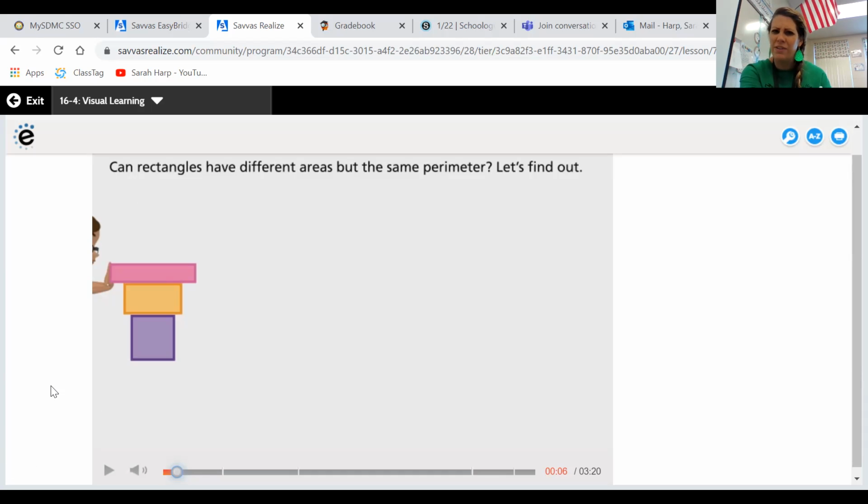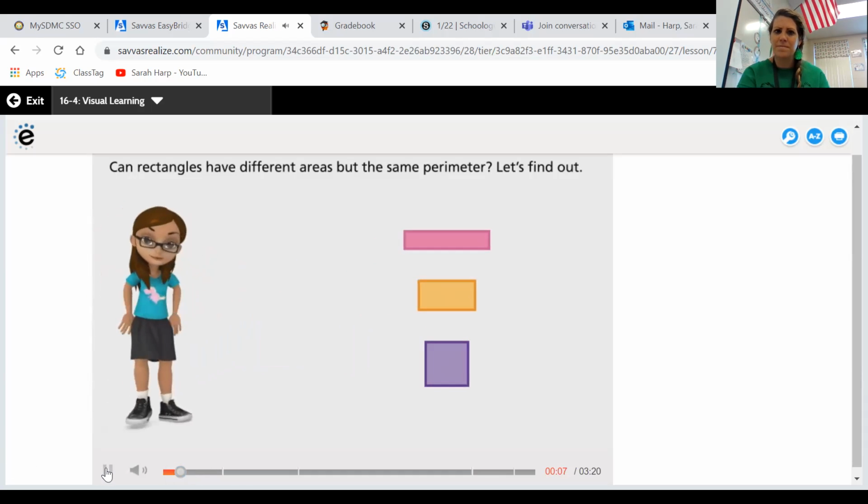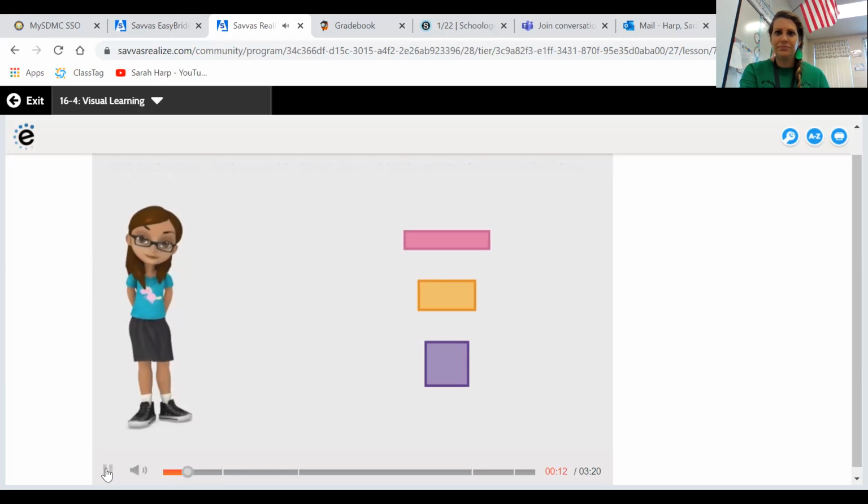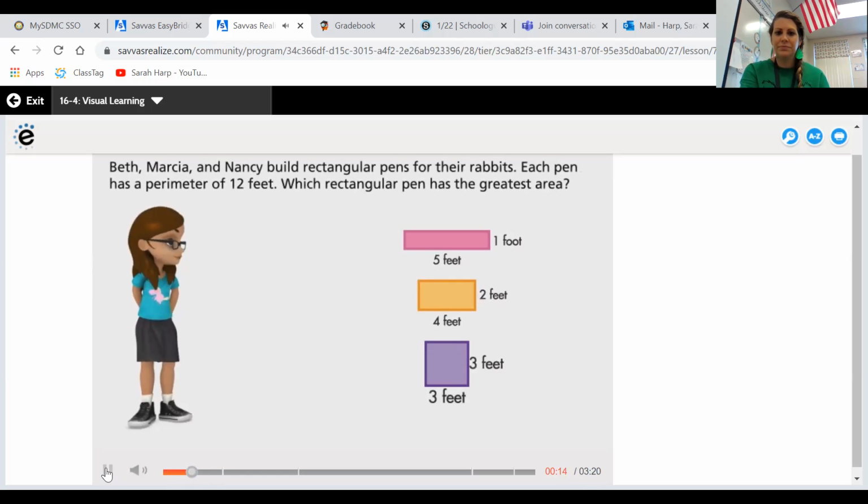So let's go ahead and think about that question. Can a rectangle have a different area but the same perimeter? Rectangles have different areas but the same perimeter. Let's find out. Beth, Marcia, and Nancy build rectangular pens for their rabbits. Each pen has a perimeter of 12 feet. Which rectangular pen has the greatest area?